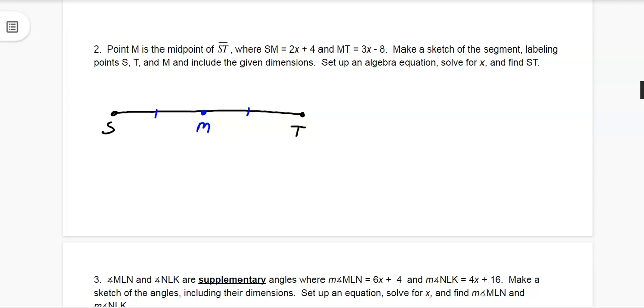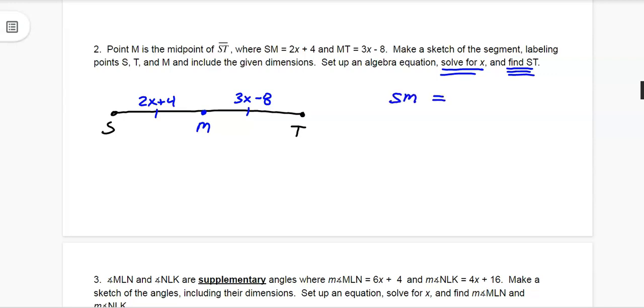SM is 2x plus 4. So that's on this side. The right-hand side, MT, is 3x minus 8. And it says make a sketch, label it, and include the dimensions. Done. Set up the equation and solve. And then ultimately, we want to solve for x and we want to find the length of the entire segment from S to T. All right, well, this one should be pretty easy.